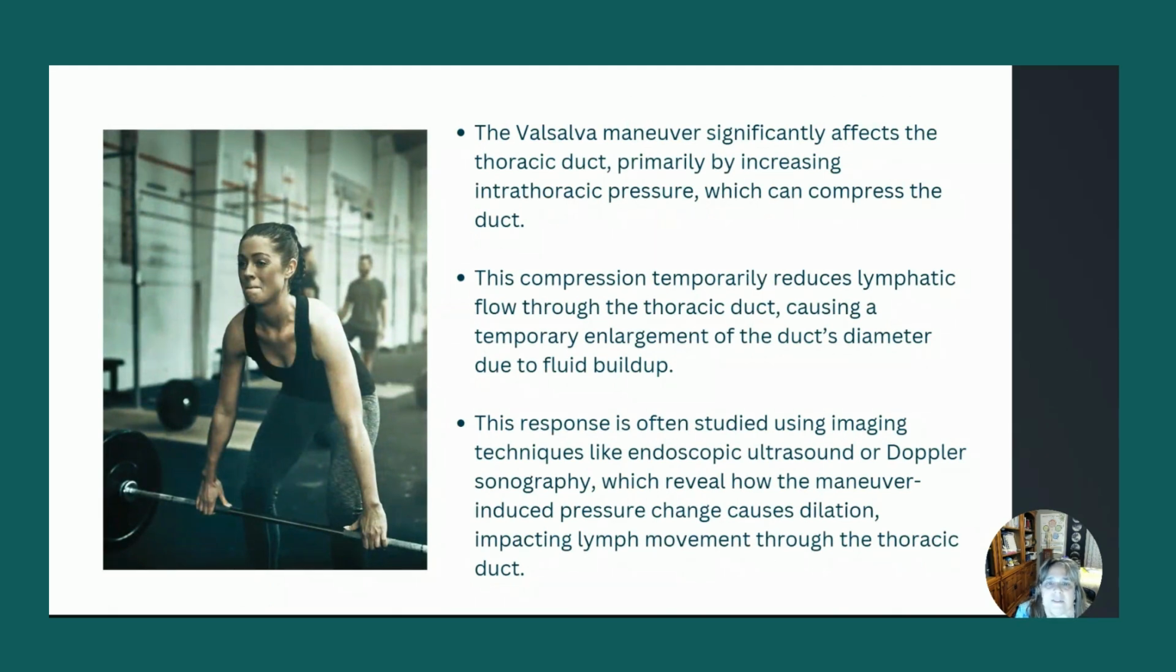This significantly affects the thoracic duct, primarily by increasing intrathoracic pressure, which can compress the duct. The compression temporarily reduces lymphatic flow through the thoracic duct, causing a temporary enlargement of the duct's diameter due to fluid buildup. This response is often studied using imaging techniques like endoscopic ultrasound or Doppler sonography, which reveal how the maneuver-induced pressure causes dilation, impacting lymph movement through the thoracic duct.